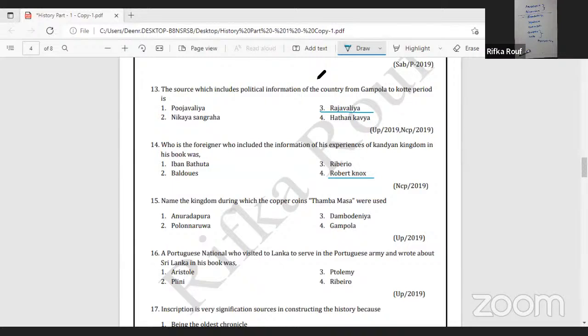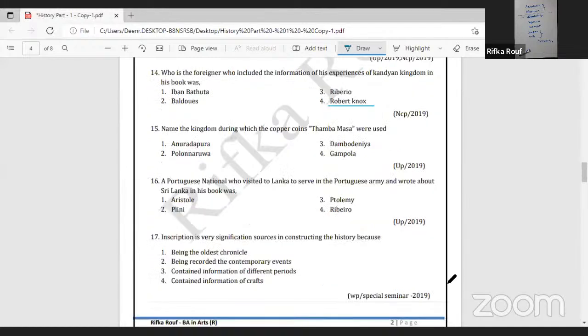During the ruling period of King Rajasingha II, he was there as a prisoner for 19 years, and then later on he escaped through the Manna. Finally, he went to Indonesia, and from there he went to England. So the person regarding whose time the information about the Candian kingdom was mentioned in his book was Robert Knox. While he was traveling back, he mentioned all his experiences in the Candian kingdom of that time.